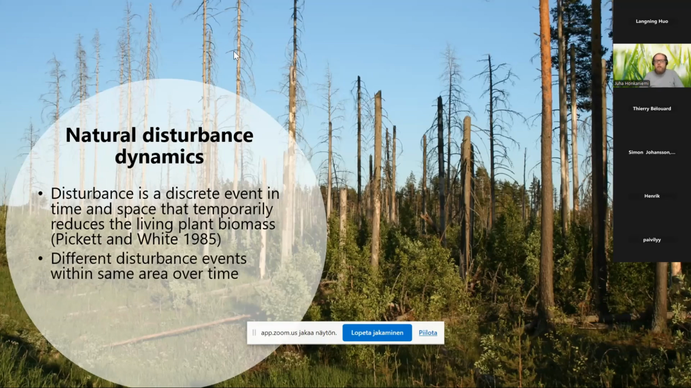And different kinds of disturbance events can happen within the same area over time, and together they form the natural disturbance dynamics. It's important to remember that these disturbance dynamics are a natural part of forest succession. And once we set a certain value for a forest, for example, an economic value for timber, we can talk about different damages.